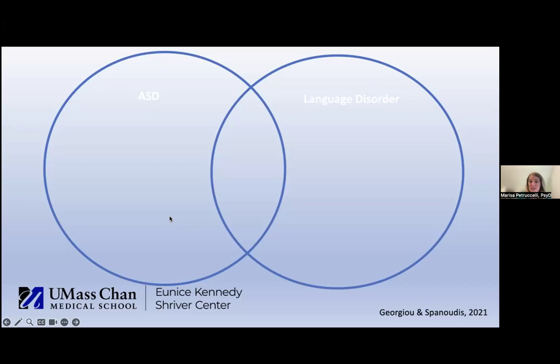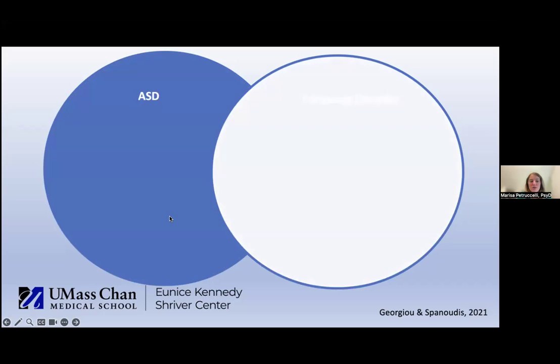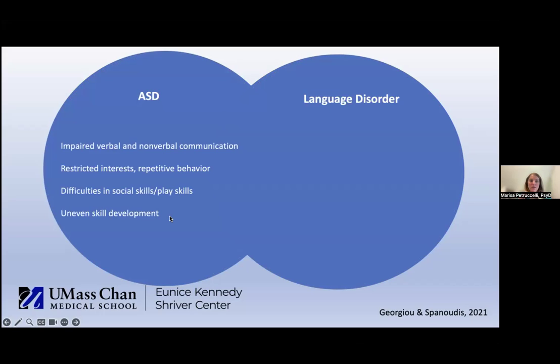Another differentiating condition is autism and language disorder. So here we see again that with respect to language abilities, we see difficulties with verbal and nonverbal communication. Obviously, we see those restrictive patterns of behavior, repetitive behaviors, which are inherent to the diagnosis for autism. So if those are not present, then you wouldn't be considering autism as a diagnostic condition. And then difficulties in social skills and play skills, regardless of communication. And again, this uneven skill development.